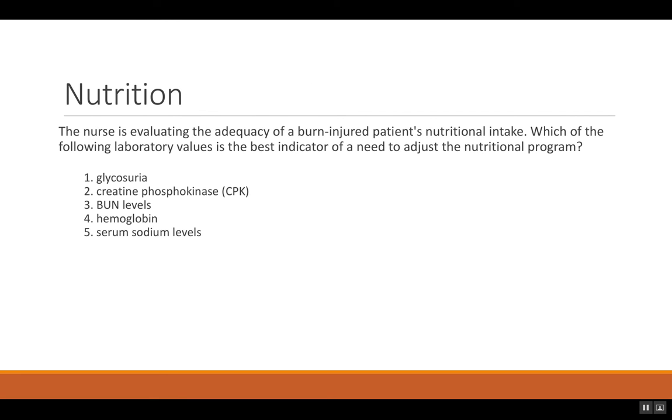So the nurse is evaluating the adequacy of burn-injured patients' nutritional intake. Which of the following lab values is the best indicator of the need to adjust the nutritional program? And it's 1, glycosuria. Glucose in the urine is seen after major burn injuries, and it signals the need to reevaluate the nutritional plan. Creatine phosphokinase is used to identify the presence of muscle injuries. The BUN is going to evaluate the kidney function. The hemoglobin is going to fluctuate during the different stages. We've talked about that. And the sodium level is not indicative of their nutritional status.